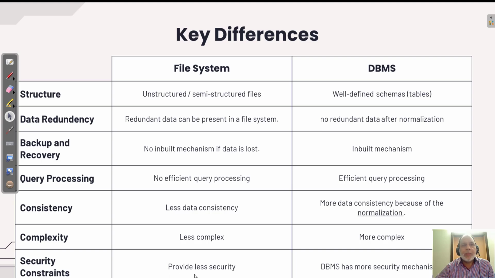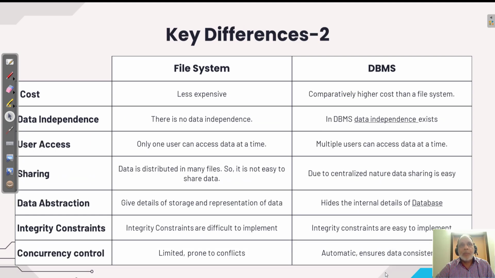Security constraints. The file system provides less security, and the DBMS provides more security using authentication and authorization. Cost: the file system is less expensive, while the DBMS is higher cost and expensive. Data independence: the file system has no data independence, while the DBMS has data independence. We will discuss data independence in the next video or the one after. User access: the file system has very limited access, and in the DBMS multiple users can access at a time. It may be hundreds of thousands of users or maybe more.